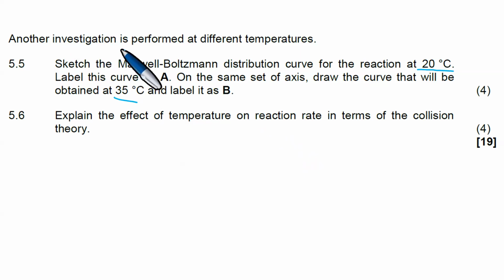Remember that another investigation is performed at different temperatures. So what we need to do is sketch the Maxwell-Boltzmann distribution curve for the reaction at 20 degrees Celsius and label it A. On the same set of axes, draw the curve that will be obtained at 35 degrees Celsius. So yeah, we have those two temperatures, 20 and 35.